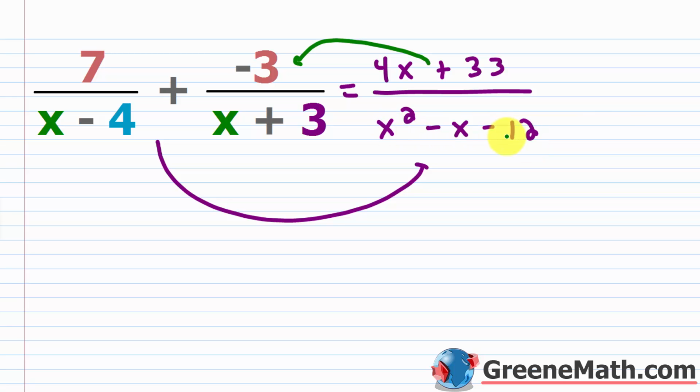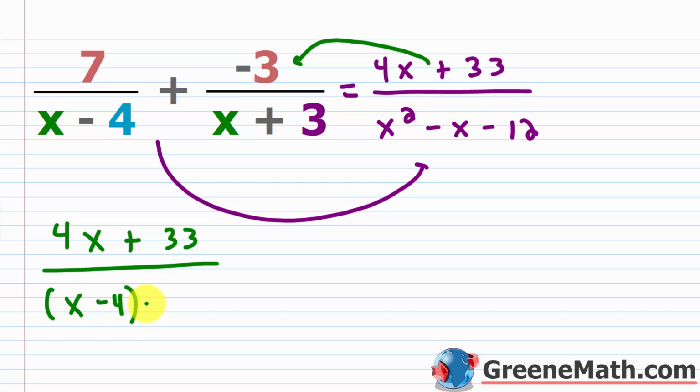So we know what this factors into. It's pretty easy in this case. So 4x plus 33. Again, I'm going to factor the denominator. So it's x minus 4 times x plus 3. Okay, so here's where it gets a bit tricky. For each distinct linear factor, in this particular case, this is a linear factor. This is a linear factor.